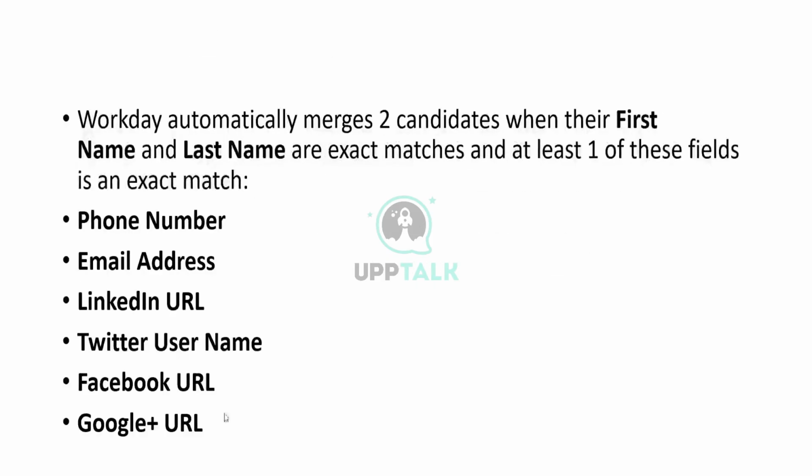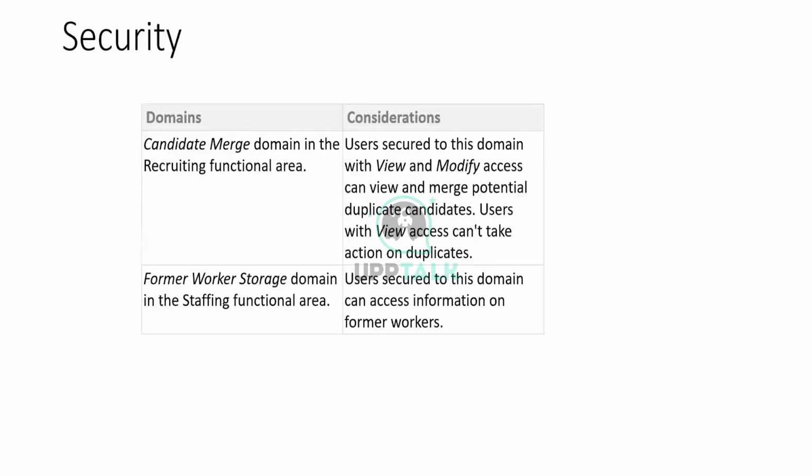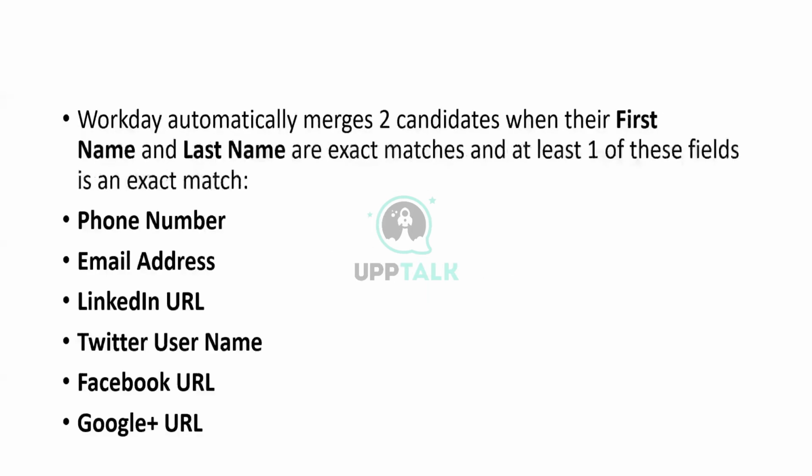And how is the algorithm run for merging? I've already told you, first name and last name, and any one of these fields should be exactly matching. And even for two different positions or two different applications, the record could still be merged, like the candidate account, but they would still have separate job applications.